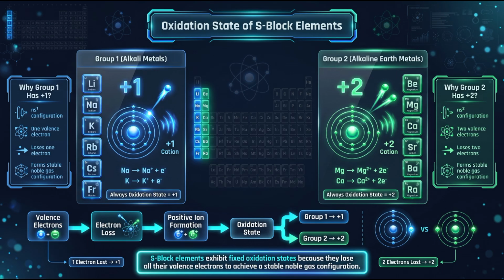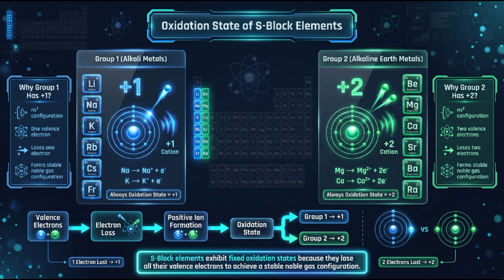Unlike many transition metals, which can show several oxidation states, S-block elements almost never exhibit variable oxidation states. For example, iron can exist as Fe2+ and Fe3+, while copper can exist as Cu+ and Cu2+. In contrast, sodium always forms Na+, and magnesium always forms Mg2+. This fixed oxidation state greatly simplifies the chemistry of S-block elements.